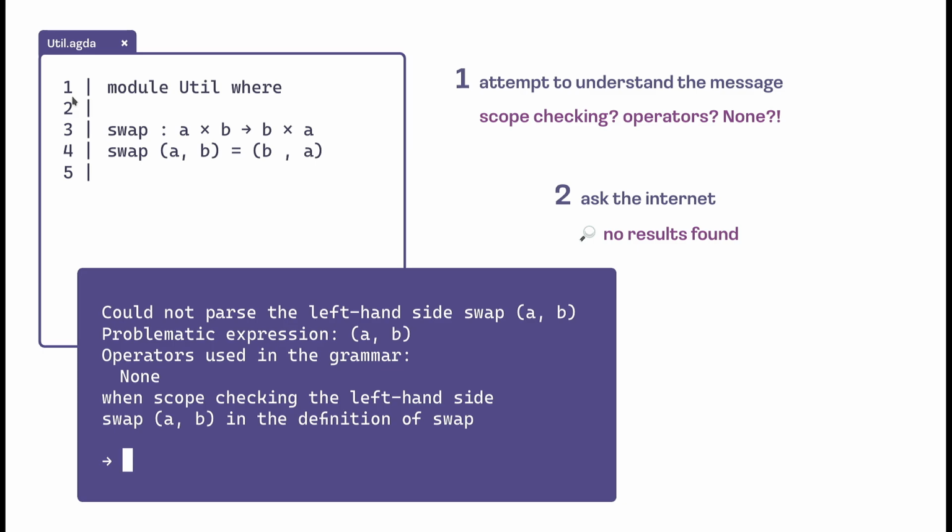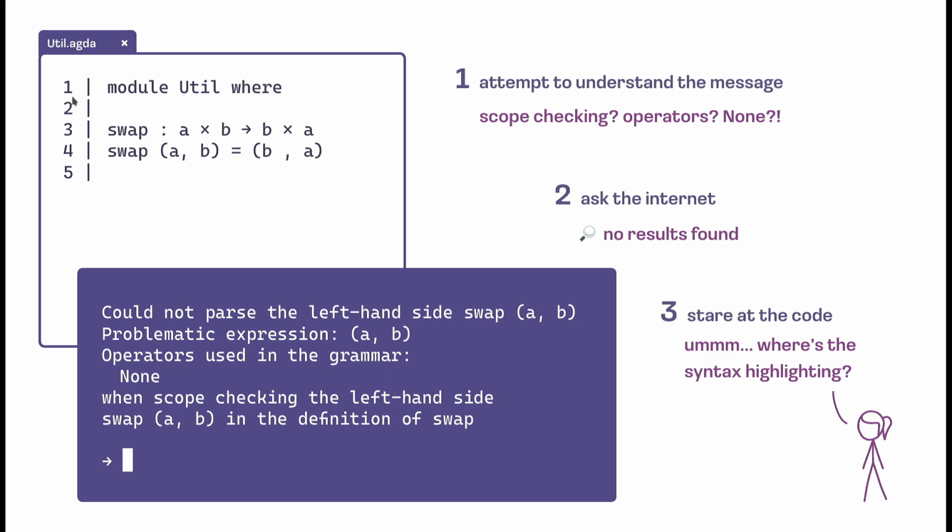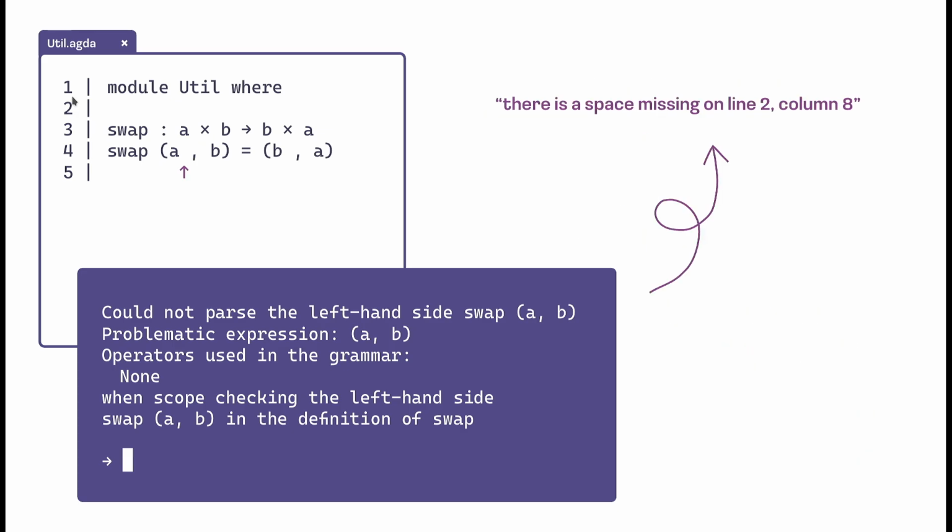Okay, let us try to stare at the code until we figure out what's wrong. So I'm staring, I'm a bit confused because all of my syntax highlighting is gone. I don't really understand what's going on. So I actually had to go and ask a teaching assistant for help with this. Looking back now, I think we can all agree that this is quite a lot of cognitive effort that a novice has to go through to understand the error that says there is a space missing on line 2.